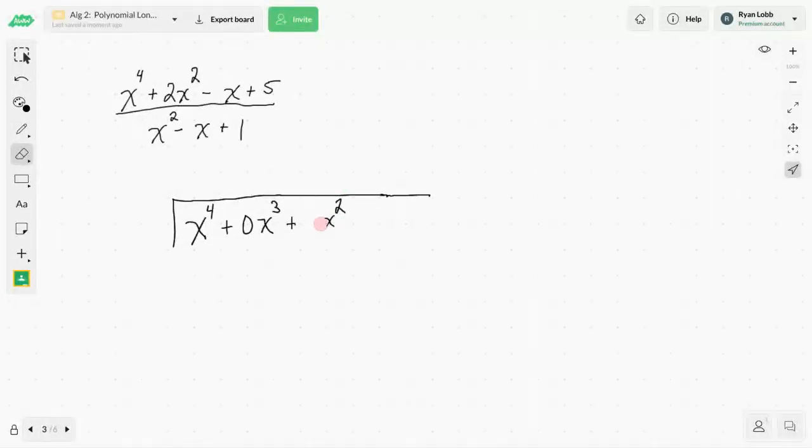Then we're going to put minus x and plus 5. What goes out front is x squared minus x plus 1. We have the setup. Now what we're going to do is take the x to the fourth and the first term inside here, and the only term you're ever using out front is the first term, the x squared.